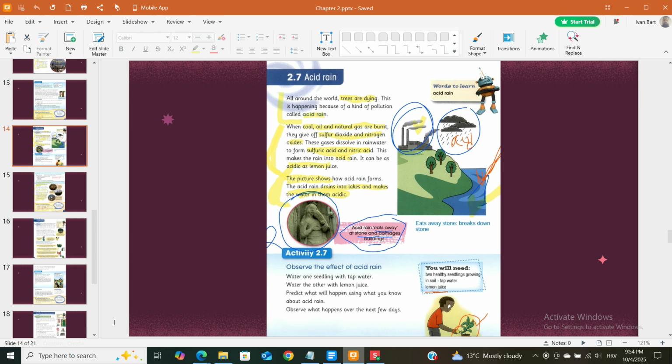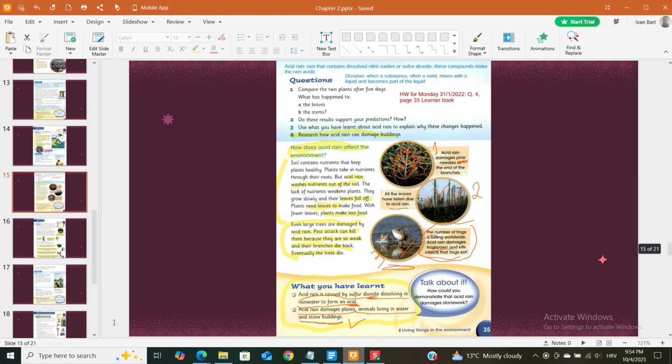You will need 2 healthy seedlings growing in soil, tap water, lemon juice. Acid rain: rain that contains dissolved nitric oxides or sulfur dioxide. These compounds make the rain acidic. Dissolve: when a substance, often a solid, mixes with a liquid and becomes part of the liquid.